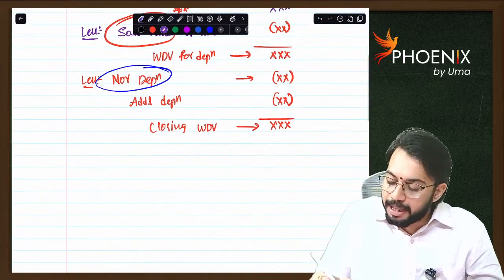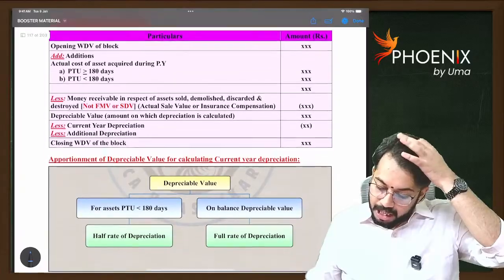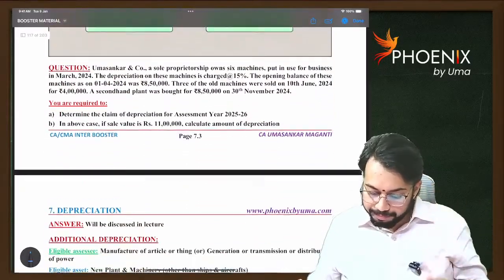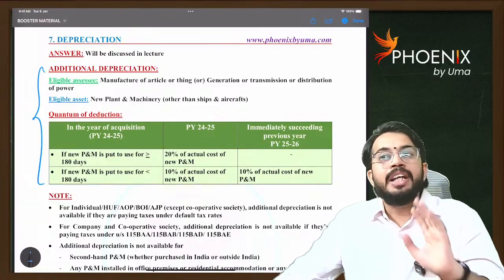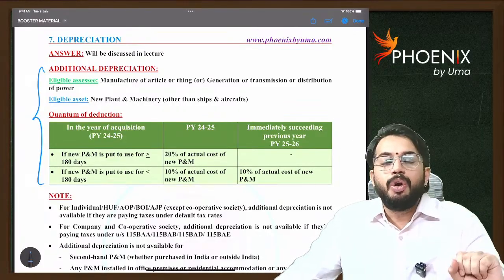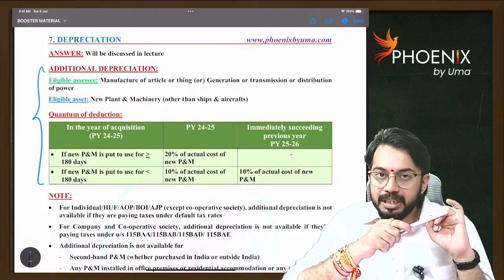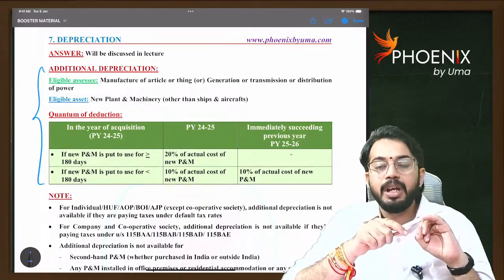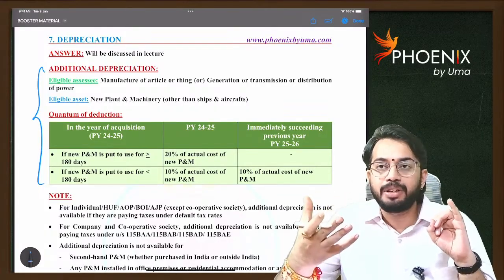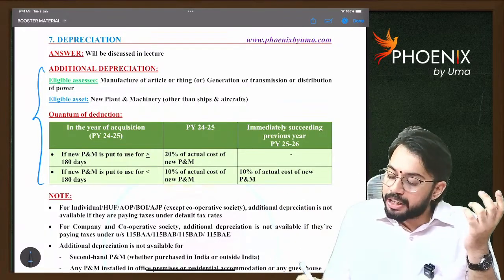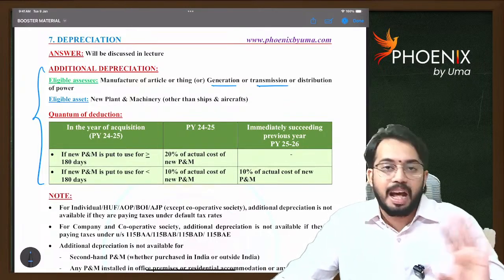Next, additional depreciation. That is important. I will discuss with you additional depreciation. Very simple. Additional depreciation is available only for two entities: those who are engaged in manufacturing business, and those who are power sector undertakings, those who are engaged in the business of generation, transmission or distribution of power. They are also called power sector undertakings.